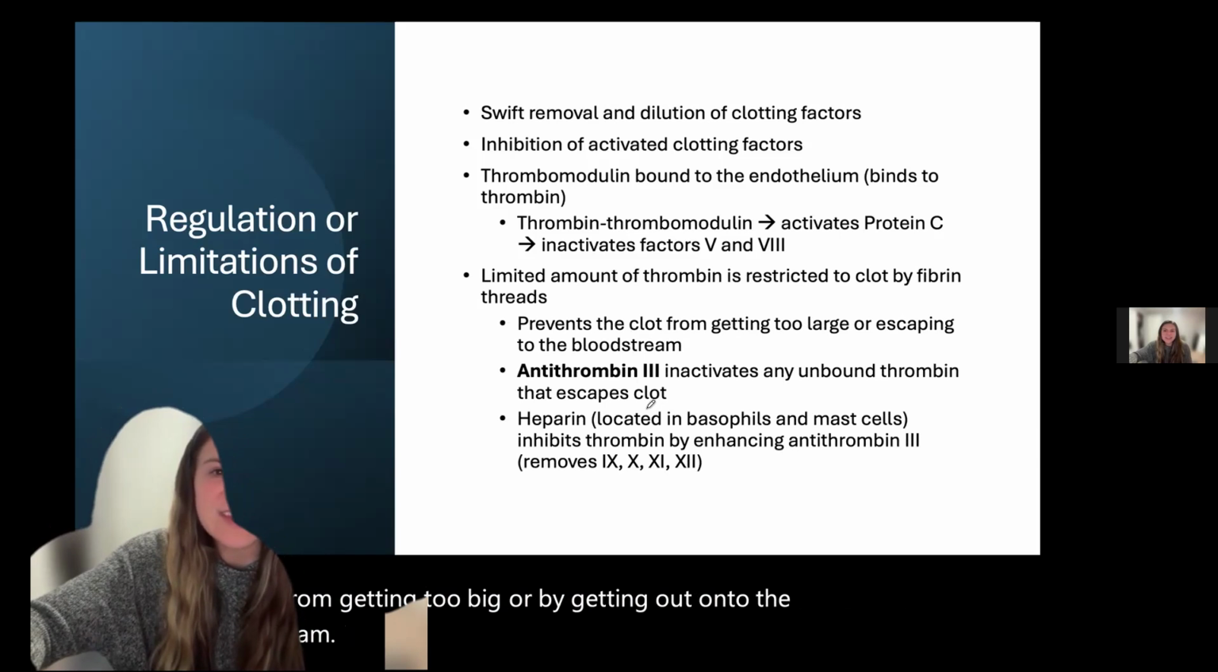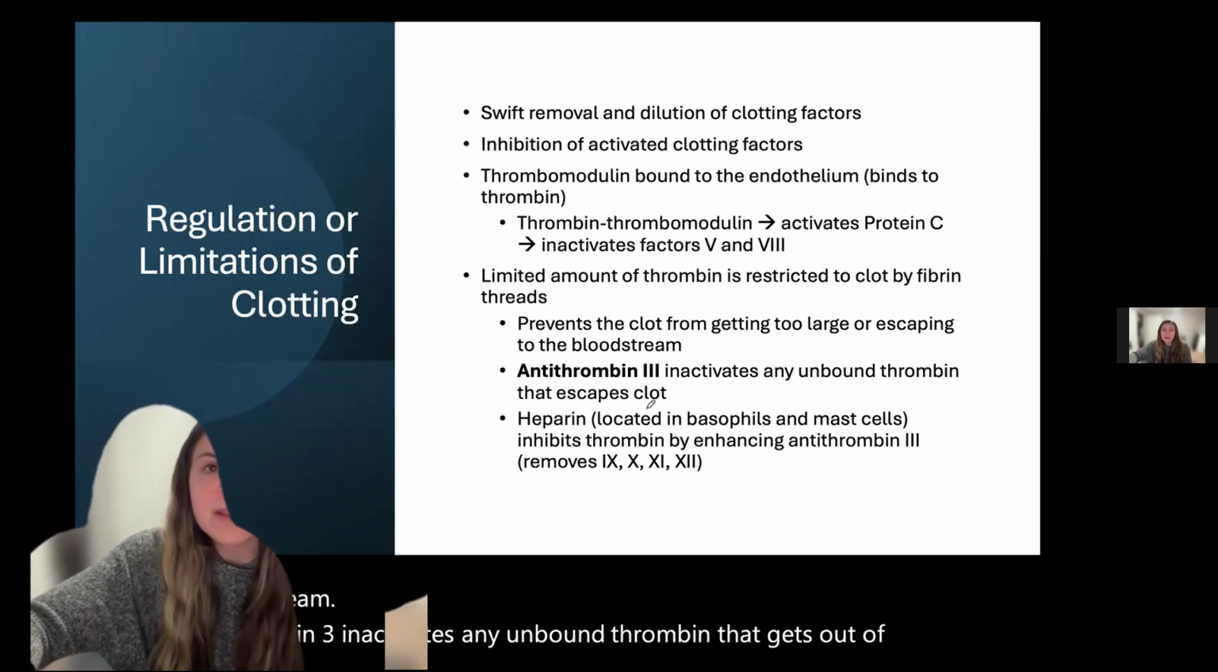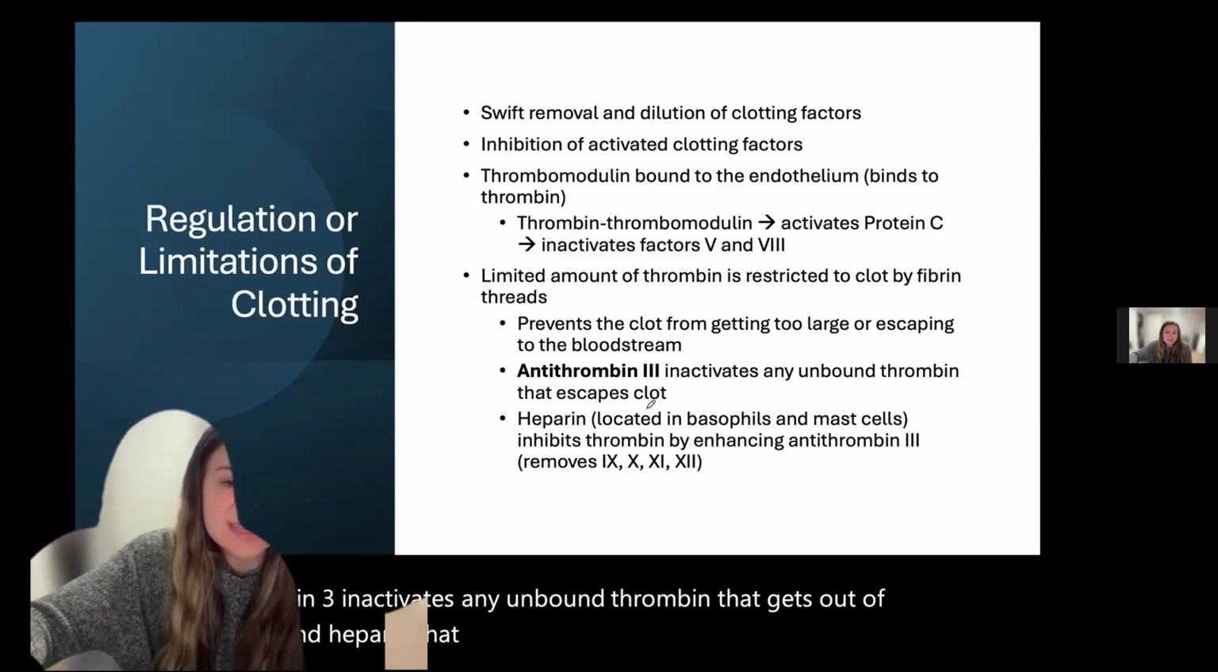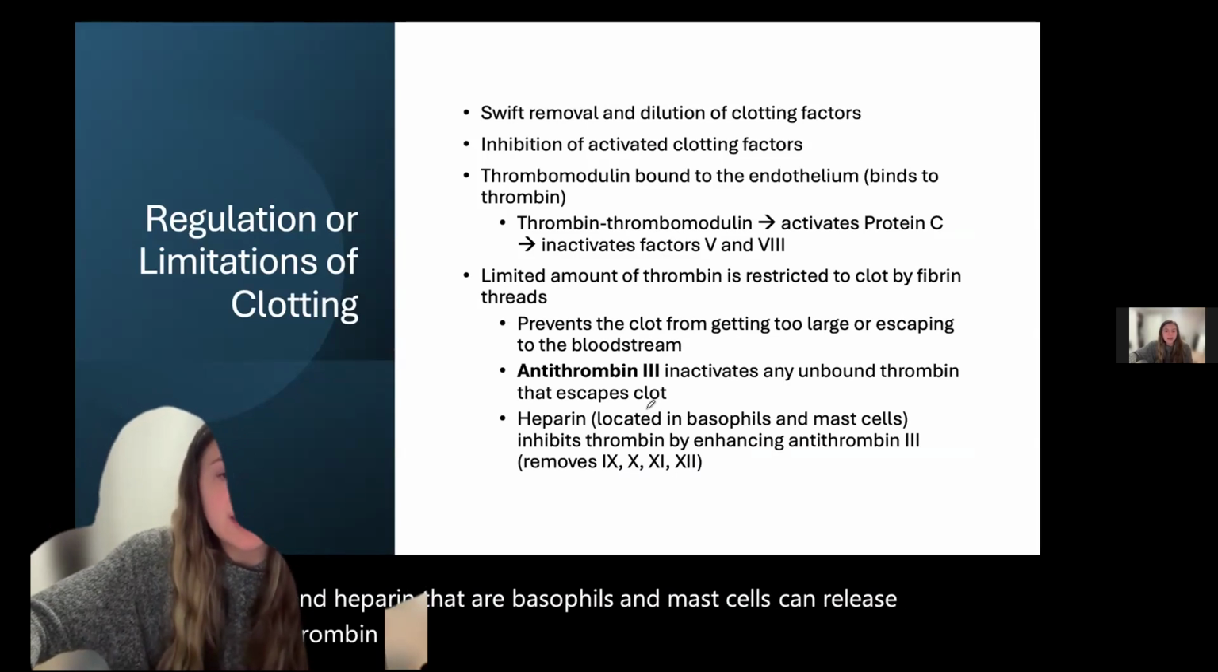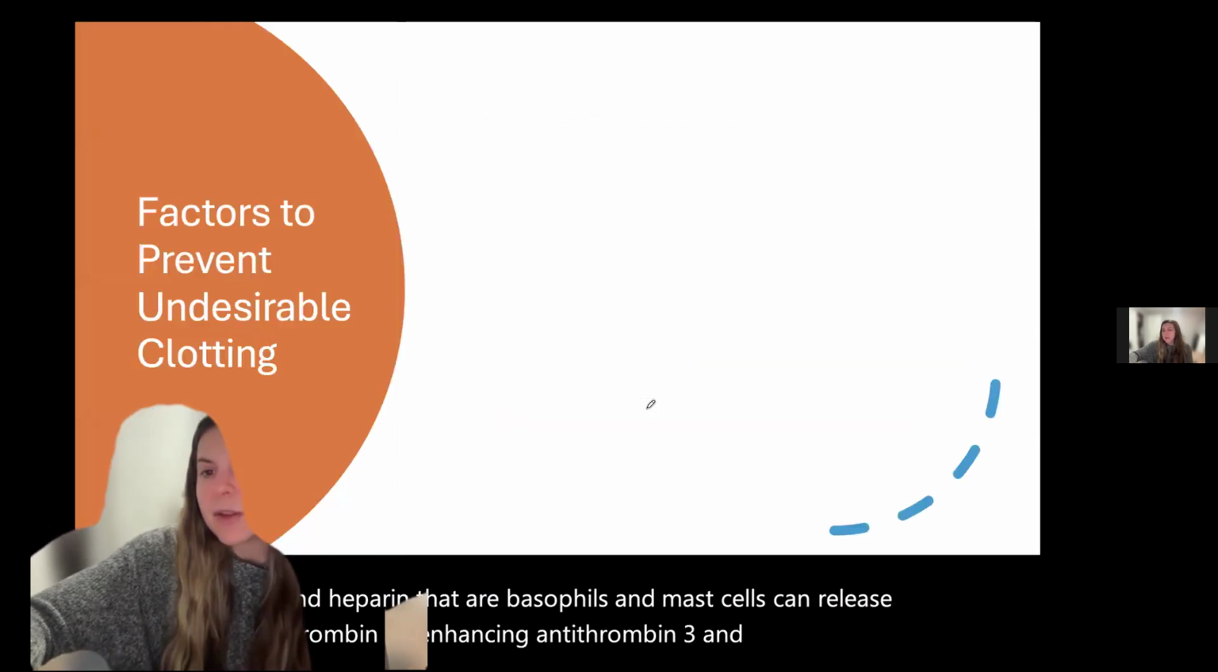Antithrombin 3 inactivates any unbound thrombin that gets out of the clot. And heparin, that our basophils and mast cells can release, inhibits thrombin by enhancing antithrombin 3. And it removes essentially factors 9, 10, 11, and 12.